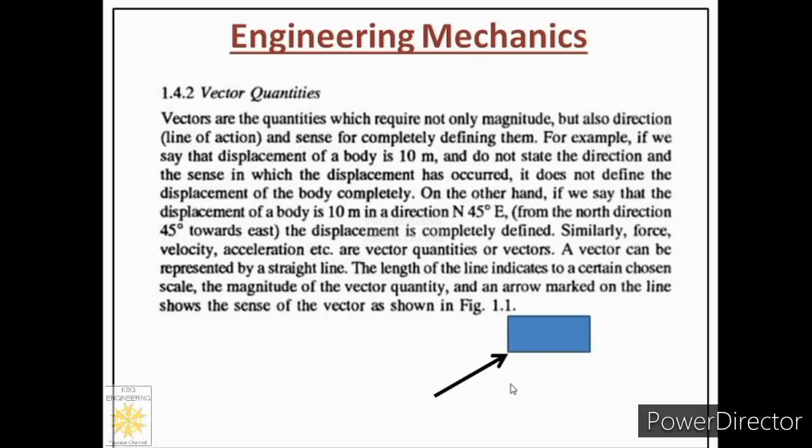So in vector quantities, along with the magnitudes, we have to talk about the direction as well. The length of the line indicates to a certain chosen scale the magnitude of the vector quantity, and an arrowhead marked on the line shows the sense of the vector. So if I have to draw a vector, I will choose its length to some scale. Suppose the magnitude of this vector is, let us say, 10 meters. So I assume that if I draw a line of 5 centimeters, that represents 10 meters. Then I have to show the direction as well, in which direction that particular vector is actually acting.